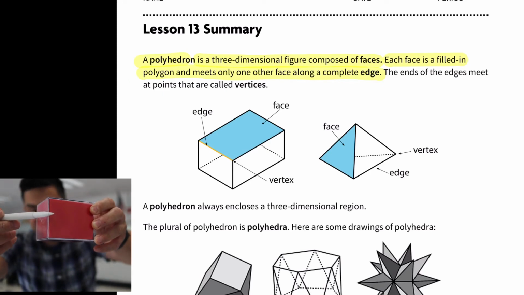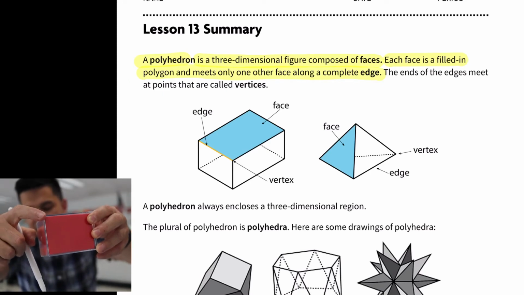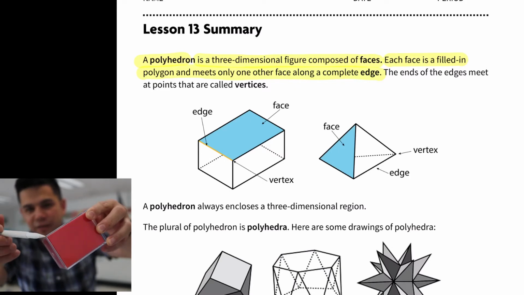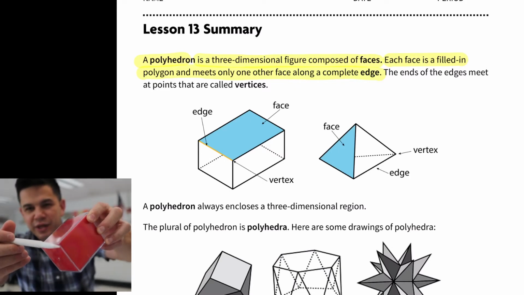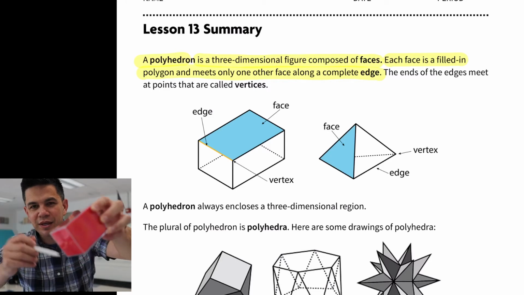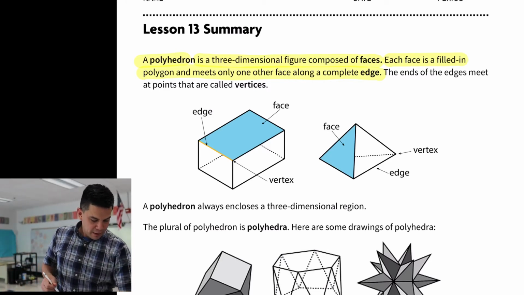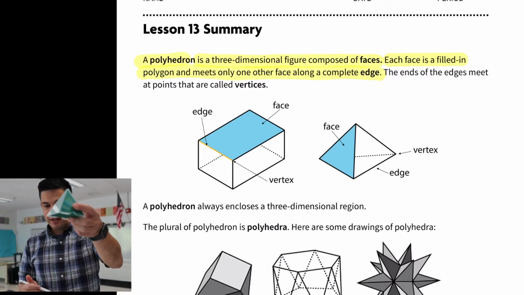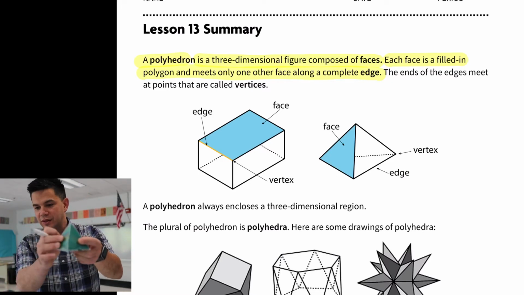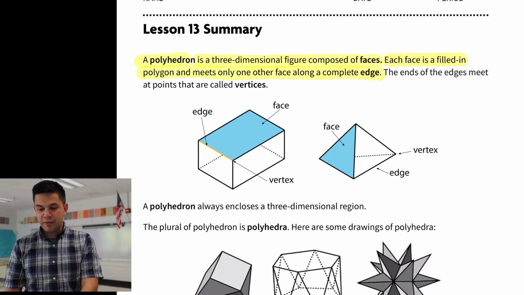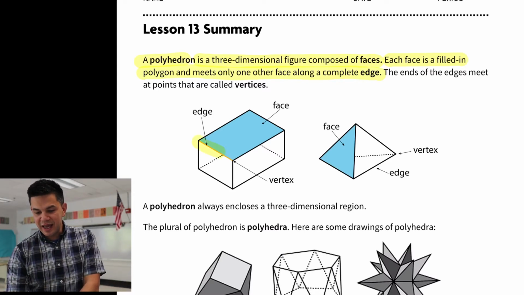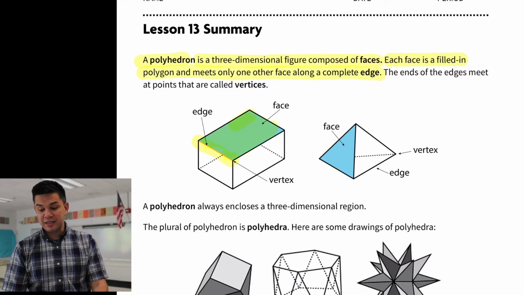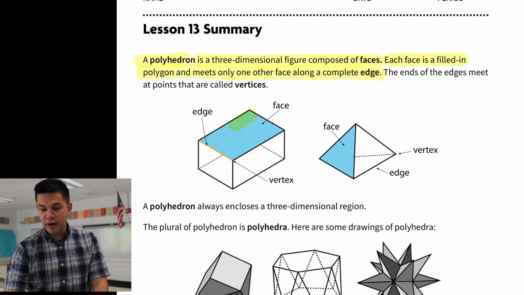The ends of the edges meet at a point called vertices, or the vertex, right? That single point right there, where those 3 edges meet, 1, 2, 3, is going to meet right at a vertex. Okay, same with these, right? With a polyhedron, we've got the filled-in polygons, and some terminology: the edge is that corner piece, the face is each one of the sides, basically, and the vertex is that piece where they all come together, where all those edges come together.